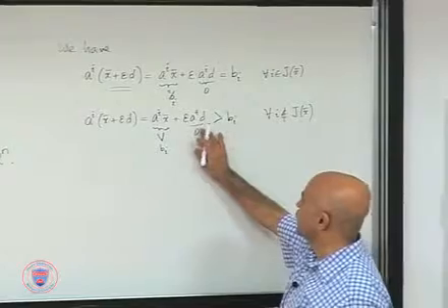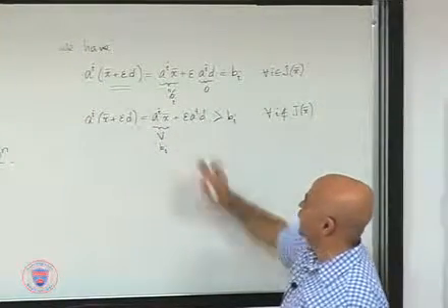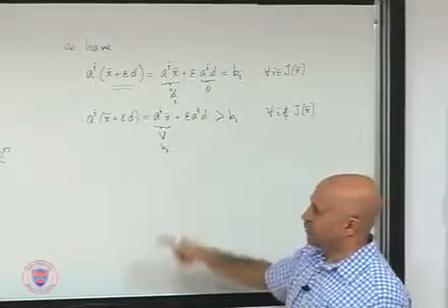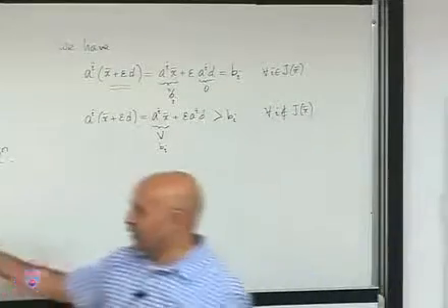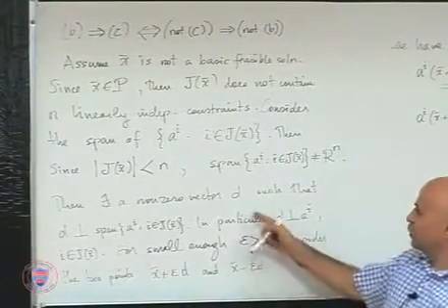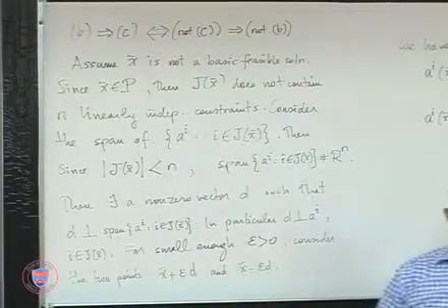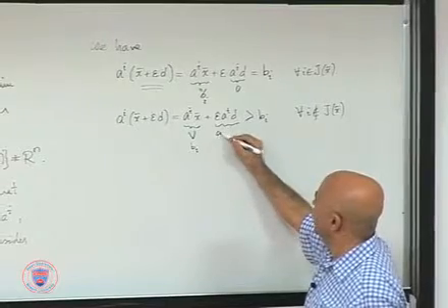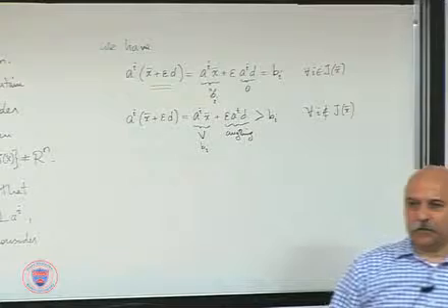Oh, wait a minute. This is not 0. Is it 0? No, this is not 0. Sorry. That's not 0 because now AI is not in the active set. The only thing we know is D is orthogonal to vectors in the active set. Okay? So this part can be anything, which means it could be 0, negative, or positive.